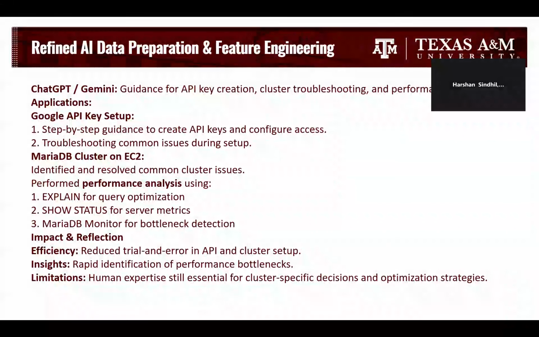Even though we have all these things and we are getting a lot of help from AI such as ChatGPT and Gemini, I think human-AI collaboration significantly reduced the trial and error time and provided actionable insights for tuning and automation. However, I found that while AI accelerates experimentation, expert human judgment, that is our judgment, remains essential for interpreting diagnostics and making final optimization decisions.